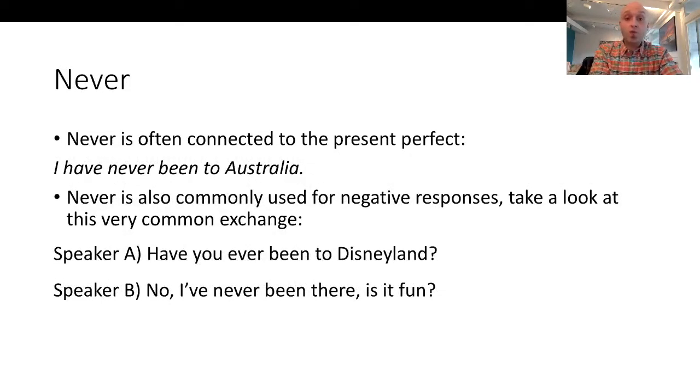Never is also commonly used in the present perfect, such as the example there, I've never been to Australia. It's also very commonly used for negative responses. And if we take a look at the text below, we'll see a very typical conversation that you might hear between two Americans. Speaker A says, have you ever been to Disneyland? Speaker B says, no, I've never been there. Is it fun? So it's usually used with a negative response, and it's commonly connected to the present perfect.